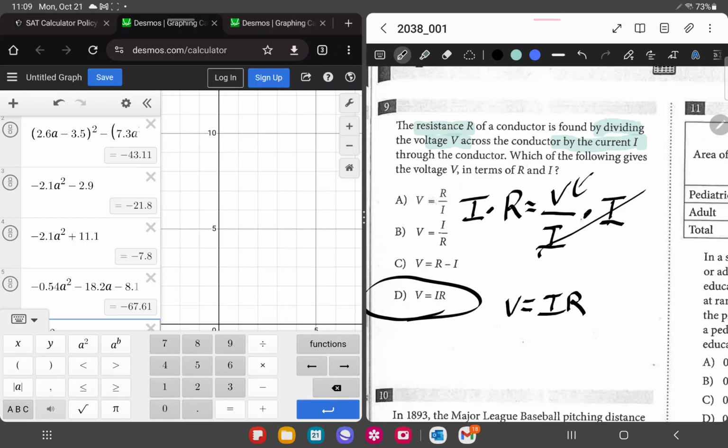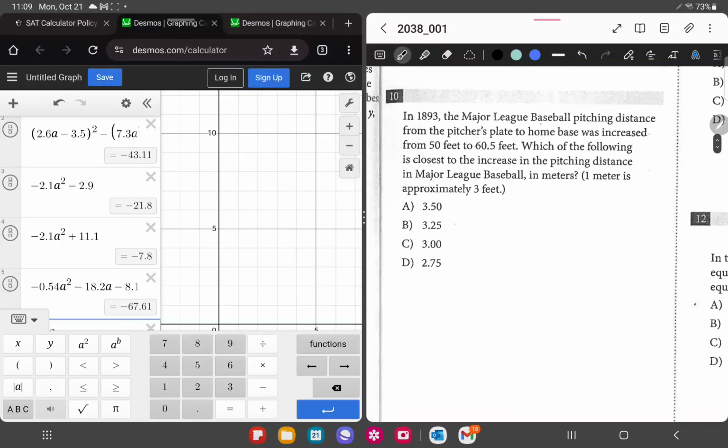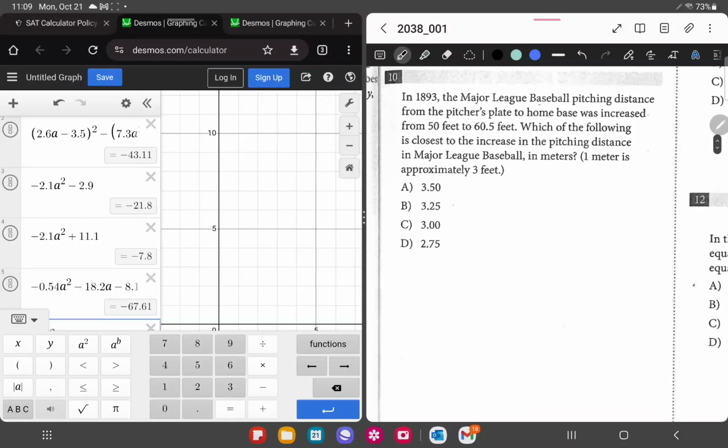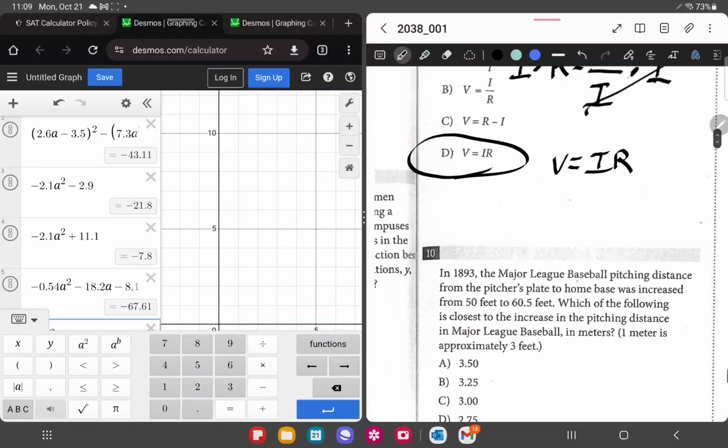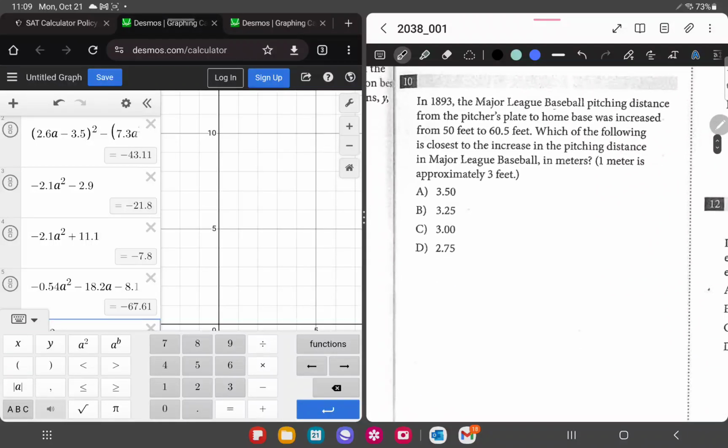This is kind of a physics thing. It's been a while since I've taken physics, but I'm pretty sure that's one of the equations that you're probably going to see in your physics class. Now, let's go ahead and go to number 10.